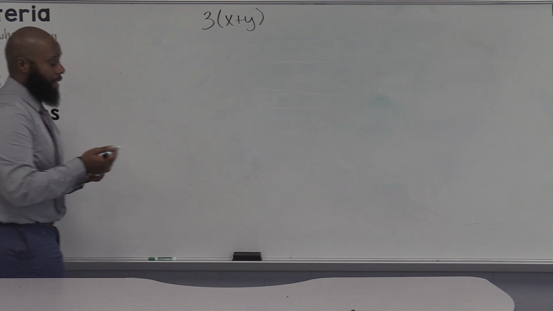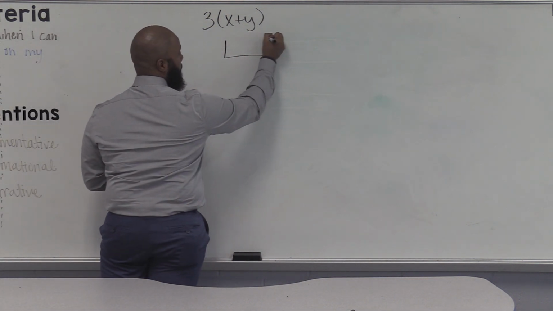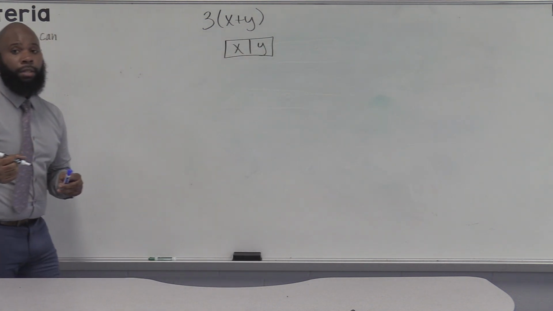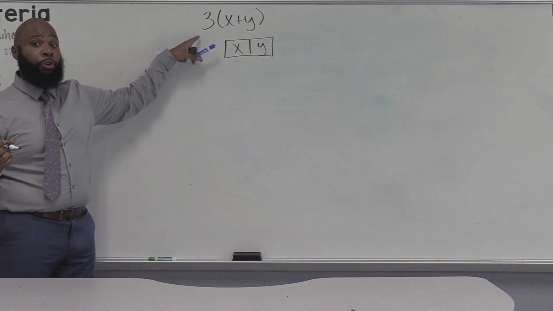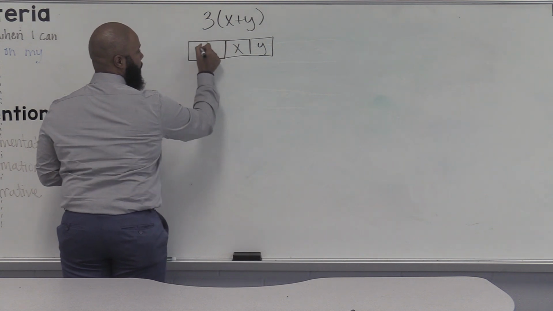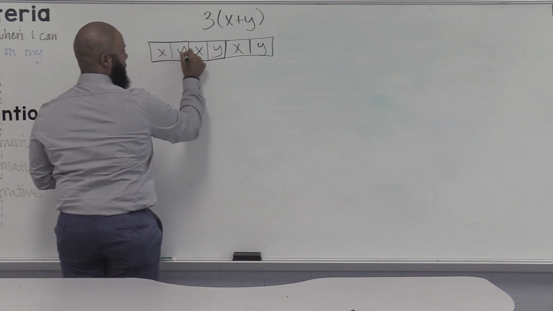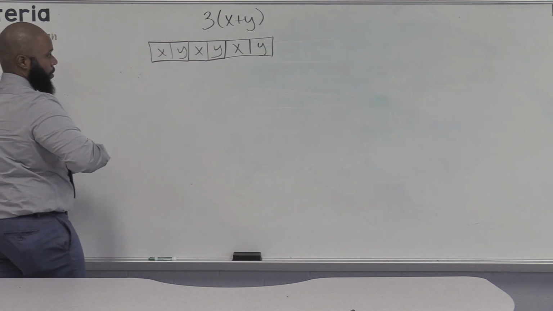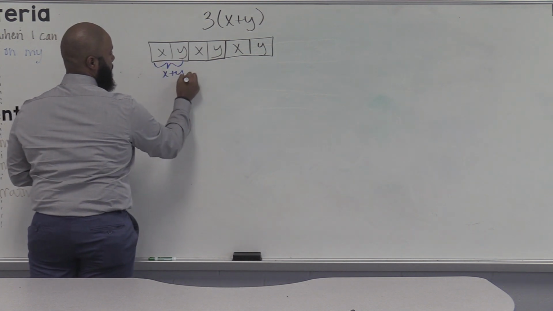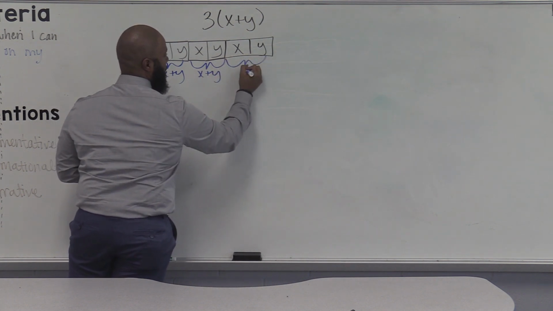All right, so I know I can start on the inside of my parentheses with my tape diagram using x plus y. I'm not doubling it this time, I'm tripling it. So it's going to be 3. I'm going to have to make sure I have x plus y 3 times. So here's x plus y. Here's another x plus y, and here's another x plus y.